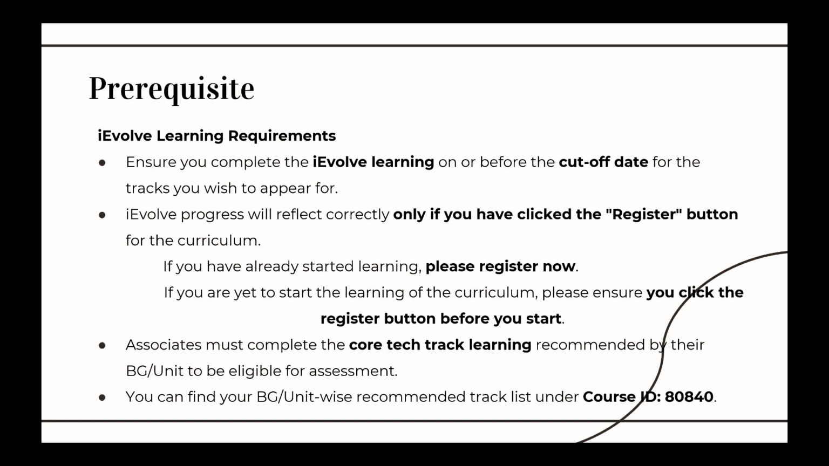And associates must complete their core tech track learning recommended by their BG or the unit to be eligible for the assessment. You can find your BG or unit-wise recommended track list under the course ID 80840. Now moving on to the next slide.